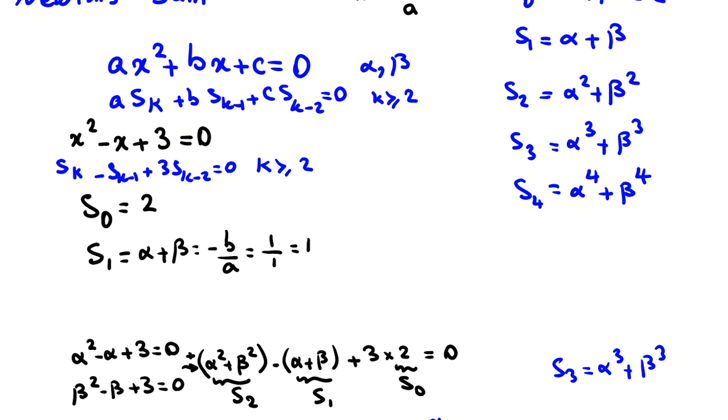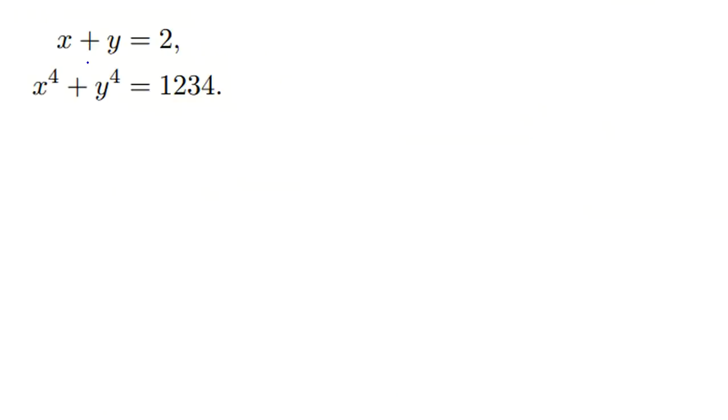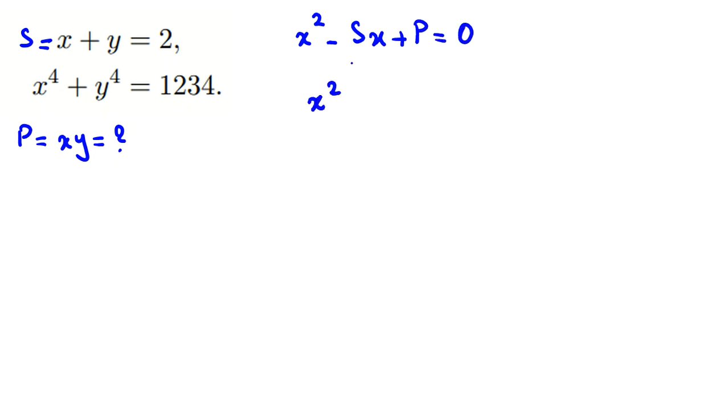Okay, so let's solve the problem. The problem is x plus y equals 2 and x to the fourth plus y to the fourth equals 1234, and xy is what? So I call the sum S and the product of these P, and I want to find P. The equation I can make, from the first part of my video, you can use my time codes, is the quadratic formula. x and y are roots of this equation: x squared minus Sx plus P equals 0. So x squared minus 2x plus P, and we want to find P.